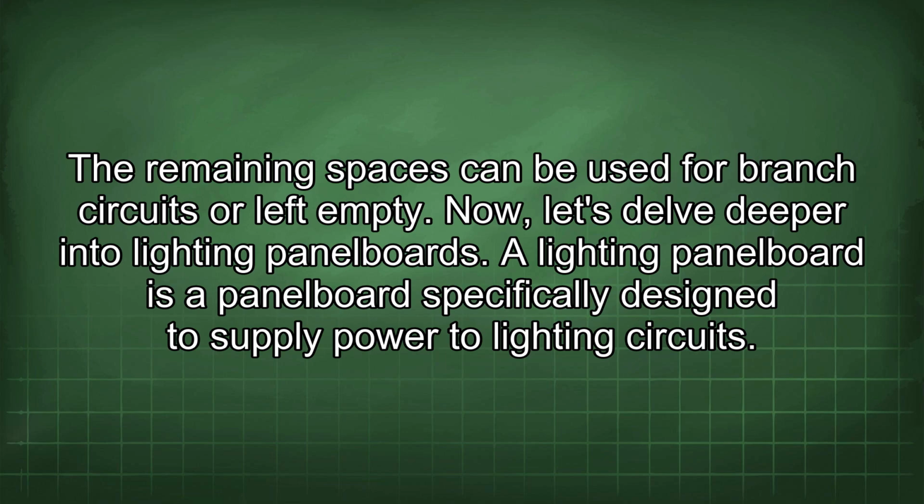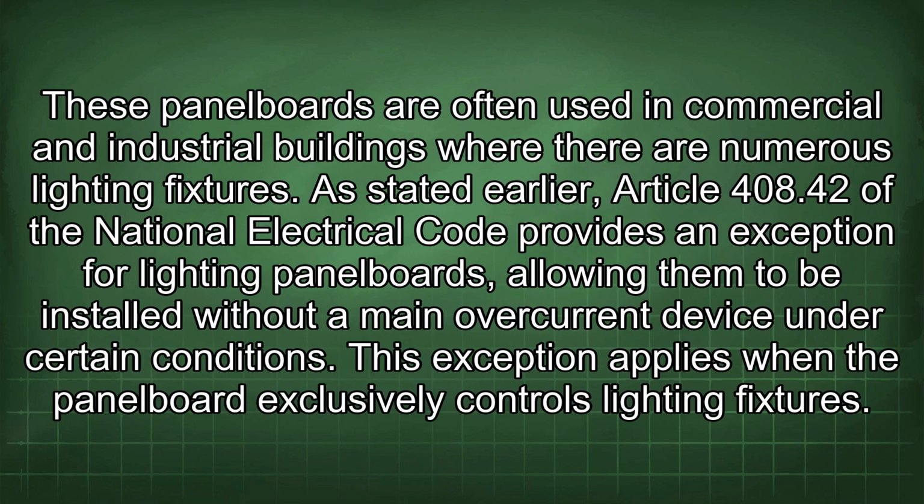Now let's delve deeper into lighting panel boards. A lighting panel board is a panel board specifically designed to supply power to lighting circuits. These panel boards are often used in commercial and industrial buildings where there are numerous lighting fixtures. As stated earlier, Article 408.42 of the National Electrical Code provides an exception for lighting panel boards, allowing them to be installed without a main overcurrent device under certain conditions. This exception applies when the panel board exclusively controls lighting fixtures.